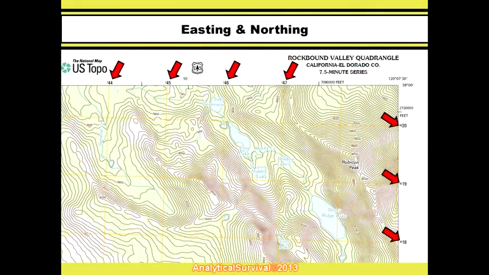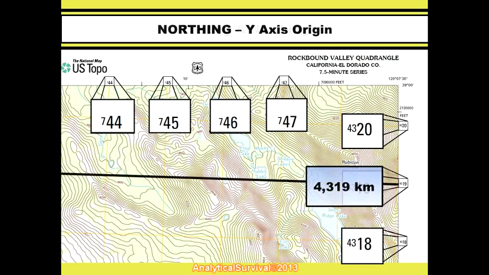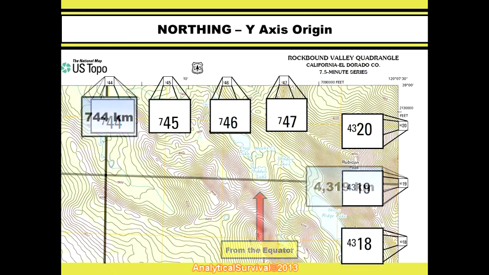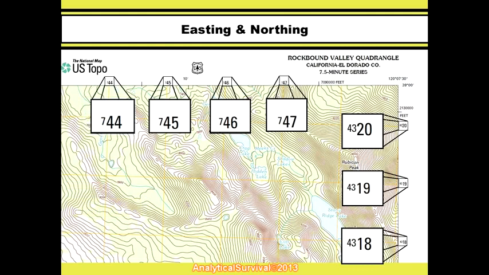Recall that in part 1 we talked about these numbers here in the top and side margins of our map. We also talked about how these numbers were derived and that this number here represented the distance in kilometers from the equator northward to this horizontal grid line here, and also that this number over here represented the distance in kilometers from this particular zone's central meridian to this vertical grid line here. Okay, let's now take a closer look at these multiple size numbers.